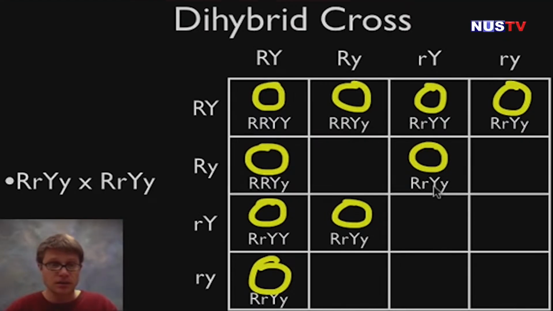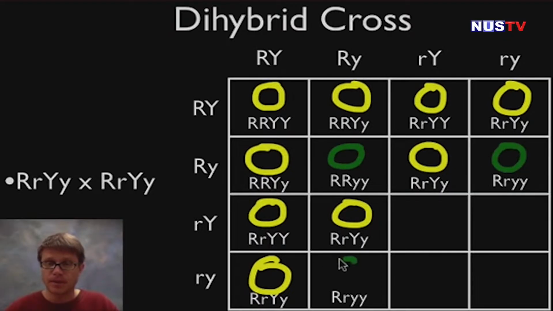And so let me try to add the next ones. So what about these next ones? Well, the next ones are going to be round and green. So let me get a different color. These ones are going to be round and green because the round is dominant, but they don't have the dominant for the yellow, so they're not going to be yellow.